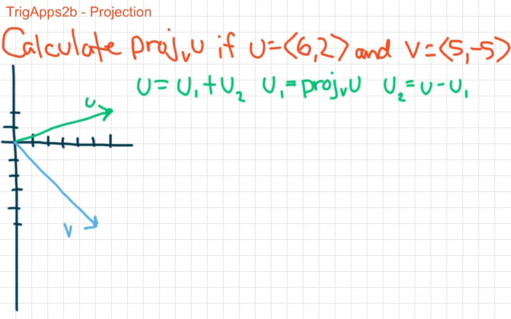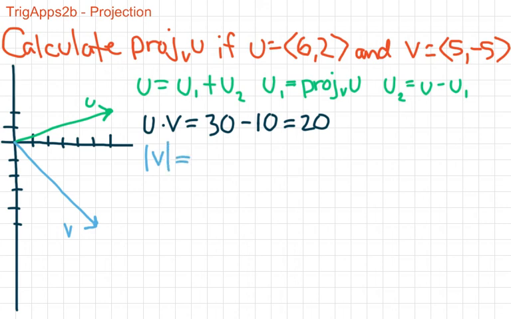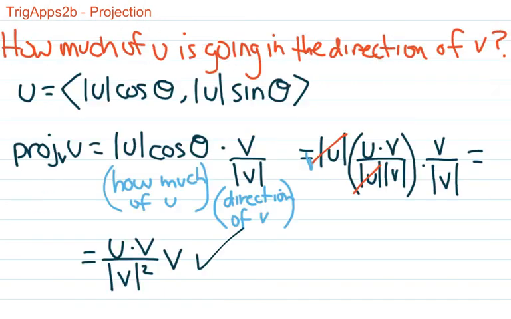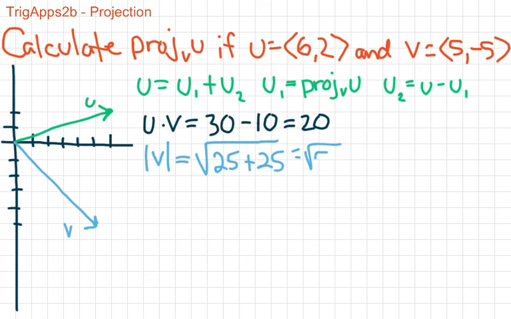So the first thing that we want to do is calculate u dot v, because that's part of our formula. So that's 6 times 5, which is 30, minus 2 times 5, which is 10. 2 times negative 5 is negative 10. So that's 20. And then we need to calculate the magnitude of v, so I could kind of do that in my head as well. So that's 25 and negative 5 squared, which is 25. So that's the square root of 50.